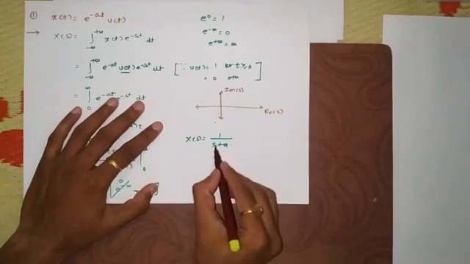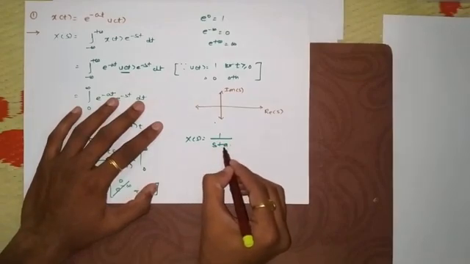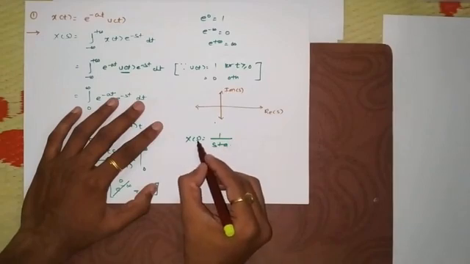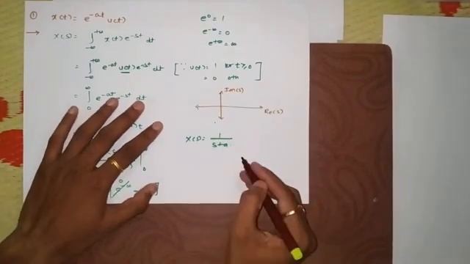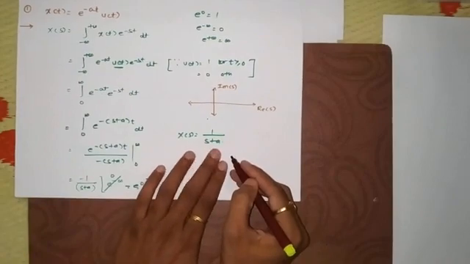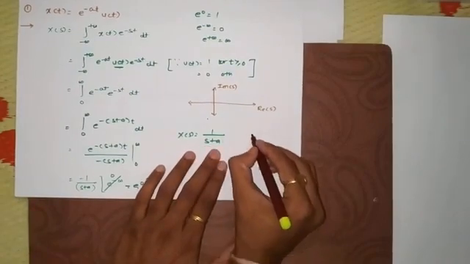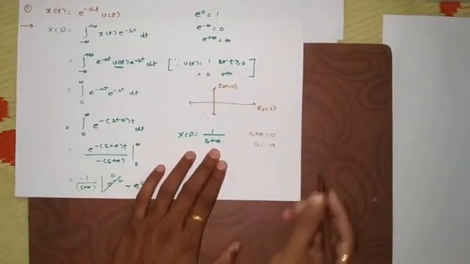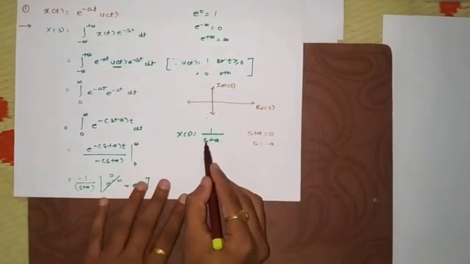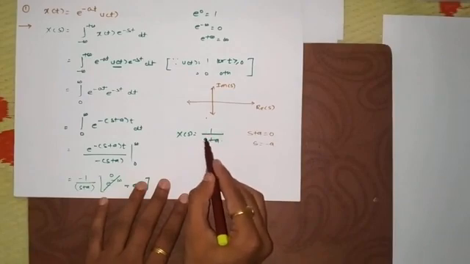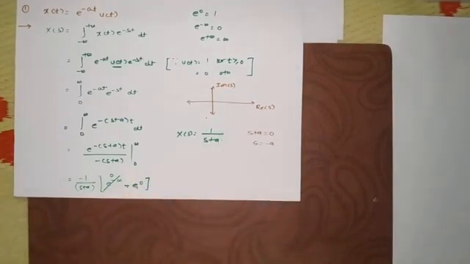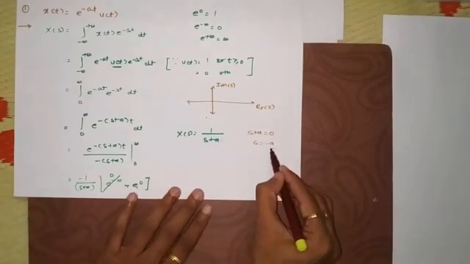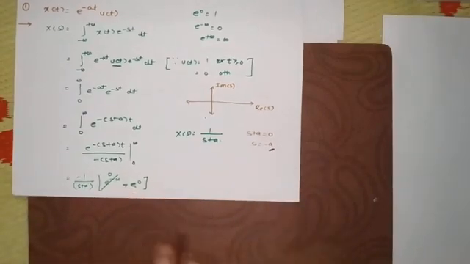Now if you see X of s, this is 1 upon s plus a, so we can have a pole point that makes our system unstable, or it can be infinite. So in that case, first we'll determine the pole point by equating denominator to 0, so we'll get s equals to minus a. That means at this point the term is going to be infinite. So we can say that Laplace transform exists everywhere except at what? s equals to minus a.